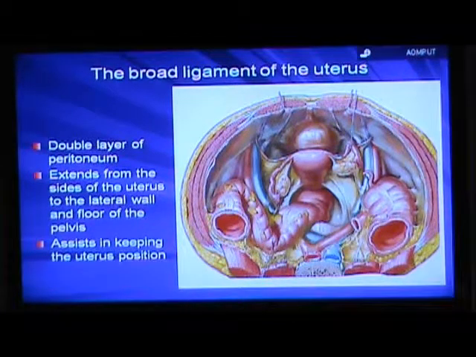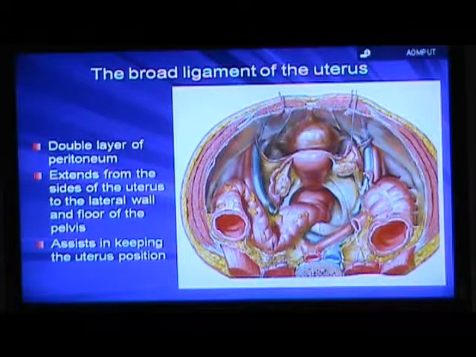The broad ligament of the uterus is a double layer of peritoneum. So we know that the uterus has an intra-abdominal position, so it's an intra-abdominal organ. The broad ligament of the uterus extends from the sides of the uterus to the lateral wall and floor of the pelvis. It assists in keeping the uterus in position.